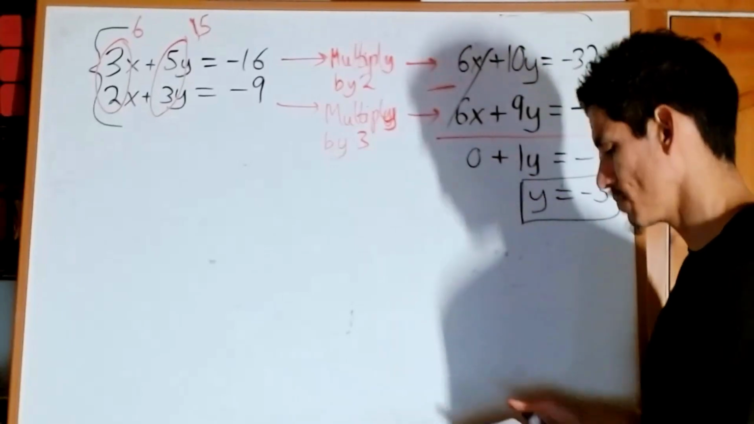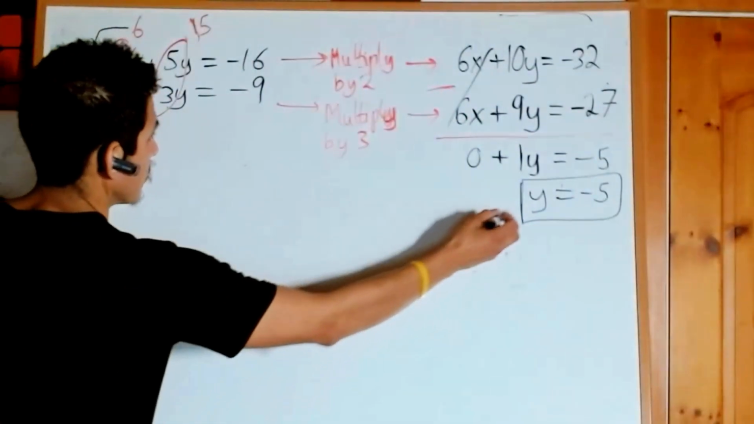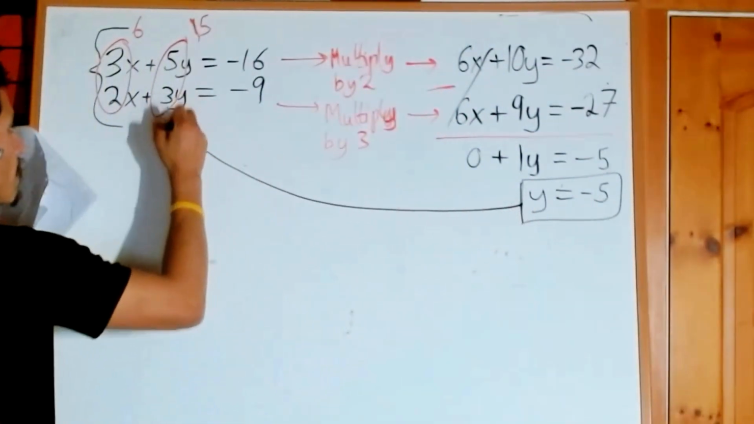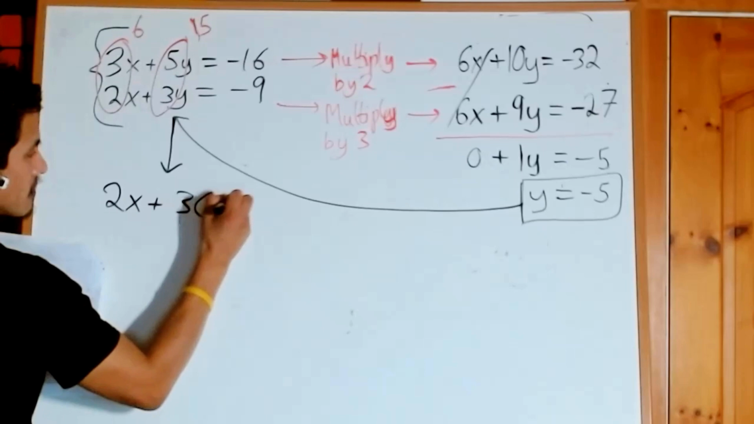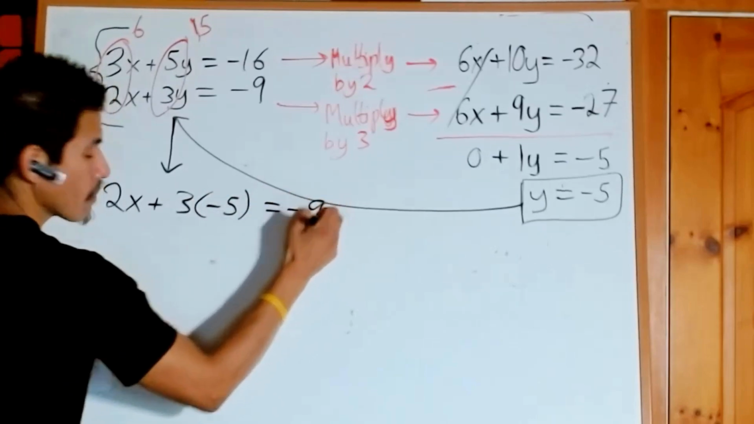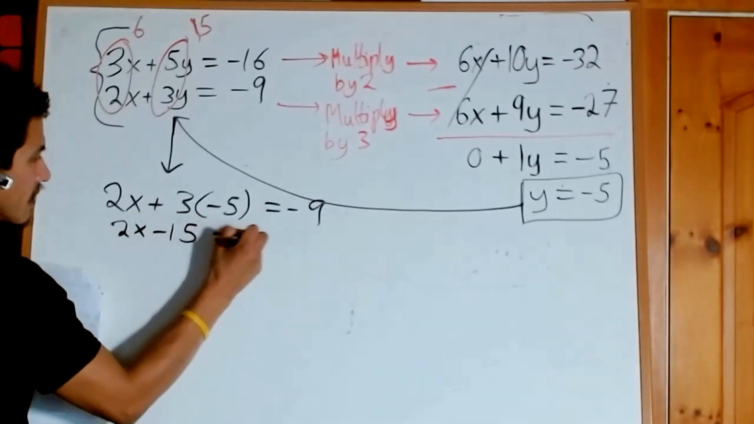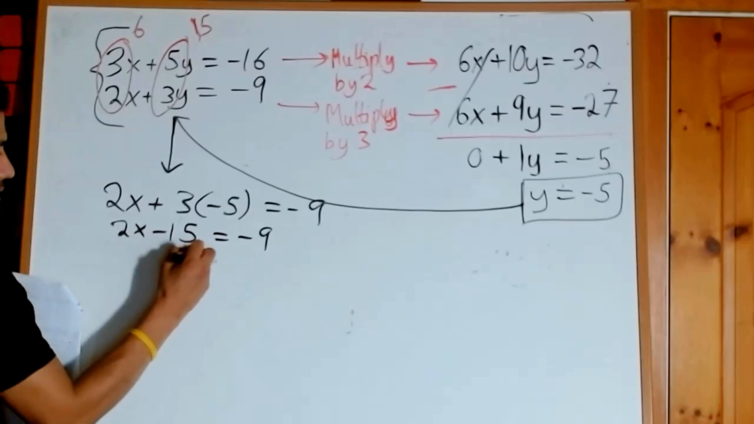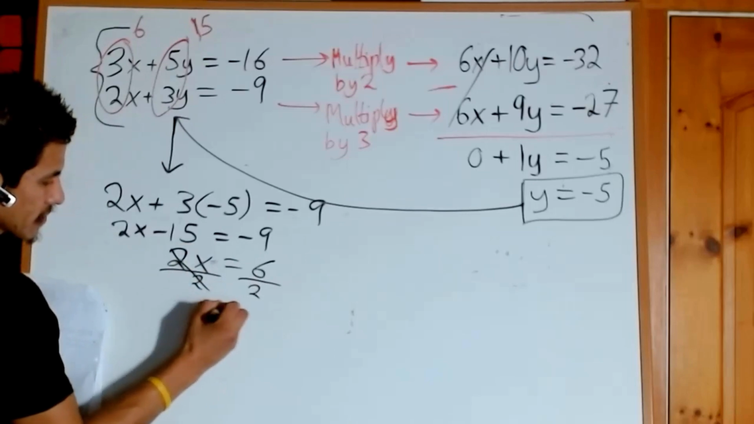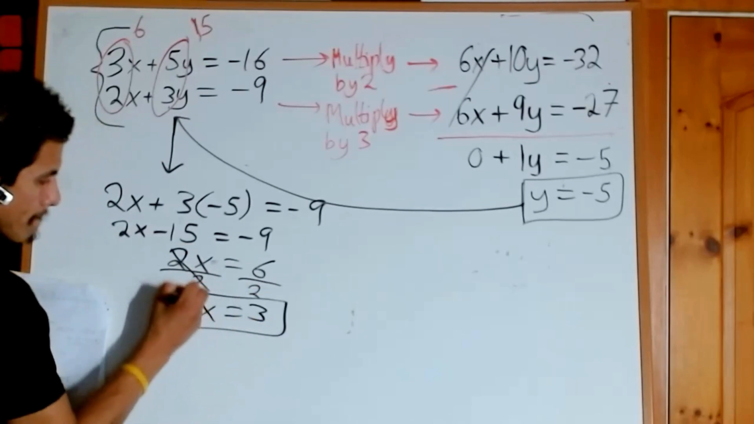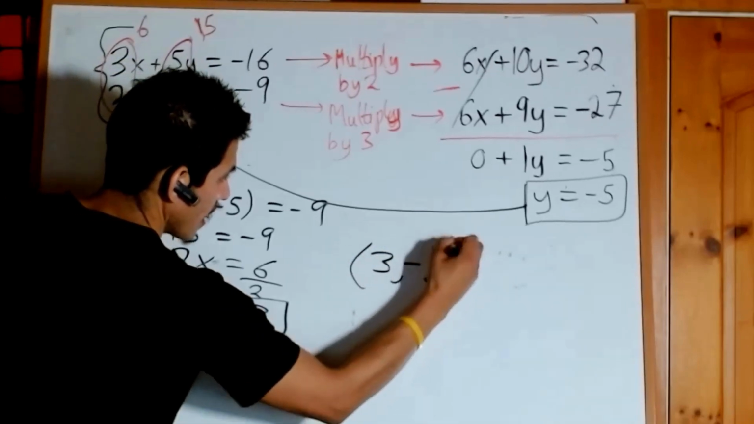Wow, that was simple. Now we just plug this value for y into either equation, top or bottom. We'll just plug it into this one. We'll get 2x plus 3 times negative 5 is negative 9. 2x minus 15 equals negative 9. Add 15, we'll get 2x equals 6. Then divide by 2, and we'll get x is 3. And then our solution will be the ordered pair 3, negative 5.